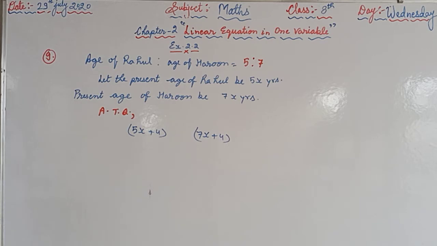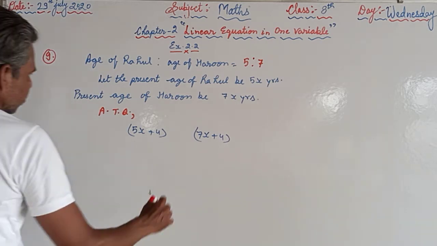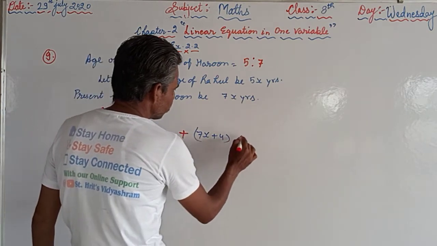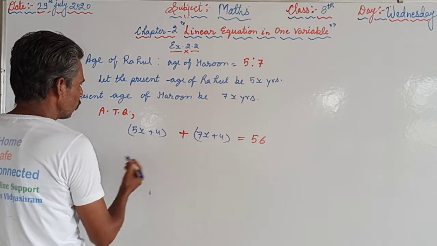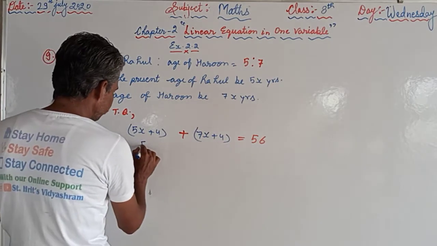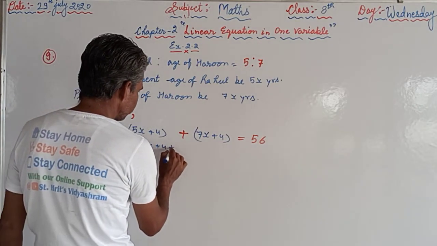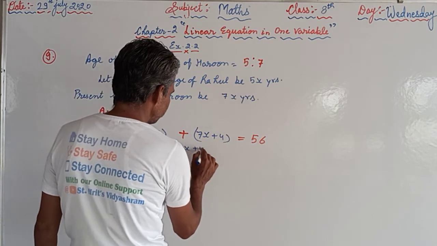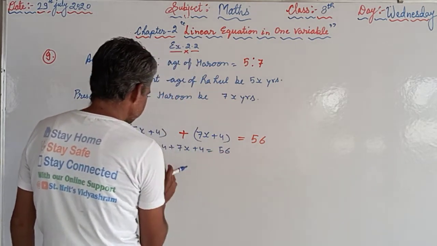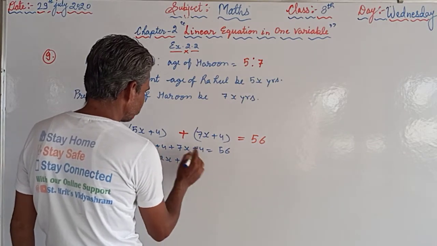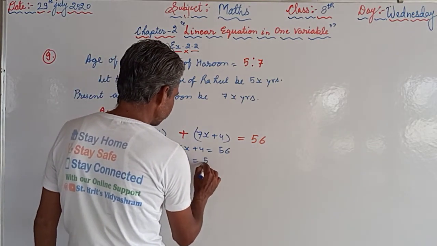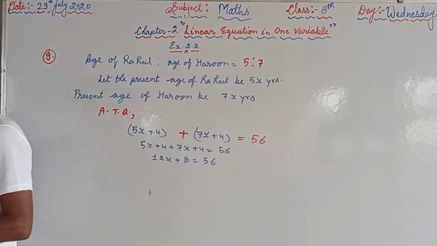According to the question, after 4 years the sum of their ages will be equal to 56. Now we are supposed to open the brackets. So we will get 5x plus 4 plus 7x plus 4 is equal to 56. 7x plus 5x is 12x, plus 4 plus 4 is 8, is equal to 56. So till now we have completed the first part of that question.